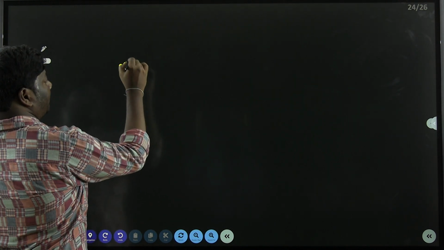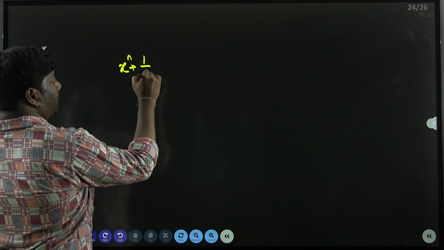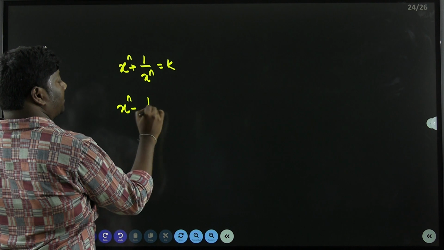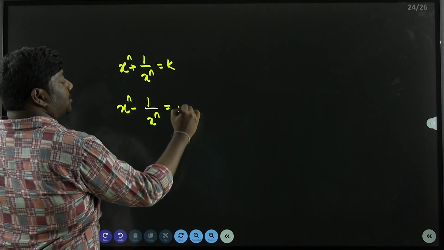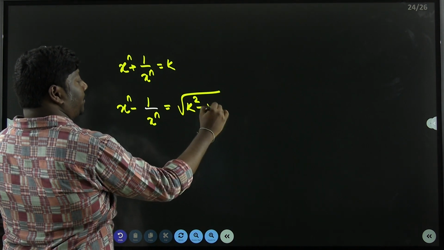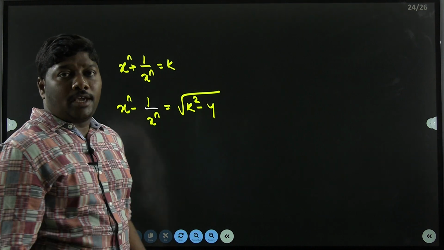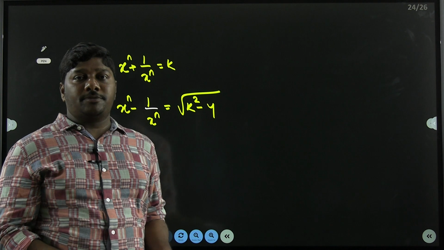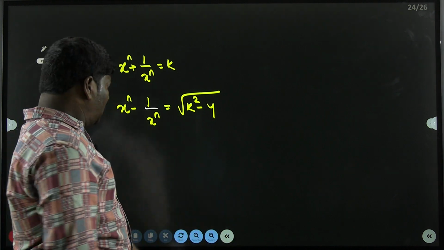Another one is, remember, if x to the power of n plus 1 by x to the power of n is equal to k, then they may ask you what is x to the power of n minus 1 by x to the power of n, which is equal to under root of k square minus 4. You are using the formula a plus b whole square minus a minus b whole square is equal to 4ab.